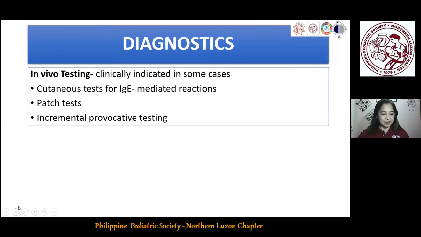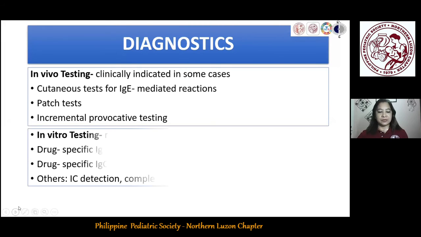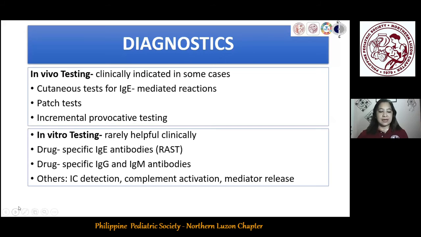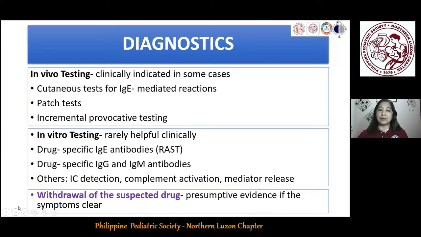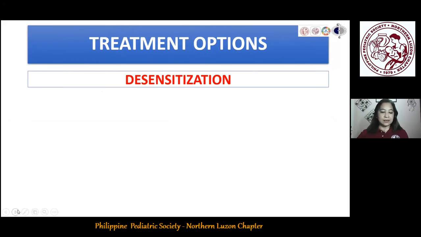So diagnosis of ADRs to anti-TB meds would rarely have a use for in vivo and in vitro tests, as these are usually not useful and available. A high index of suspicion based on what we know about these drugs, by itself, that this is the culprit agent when we withdraw it, is enough evidence that this is indeed the culprit agent or the cause of the reaction. So what are our treatment options? Managing the ADR is based on its mechanism.